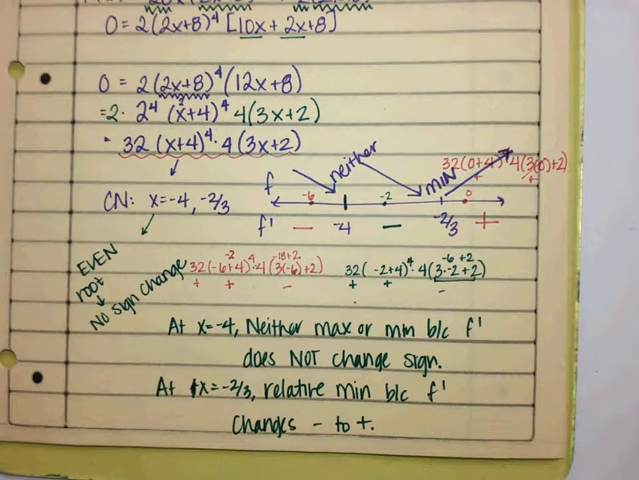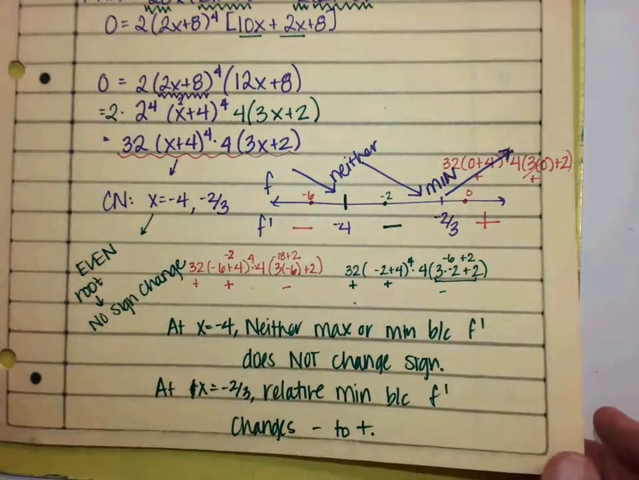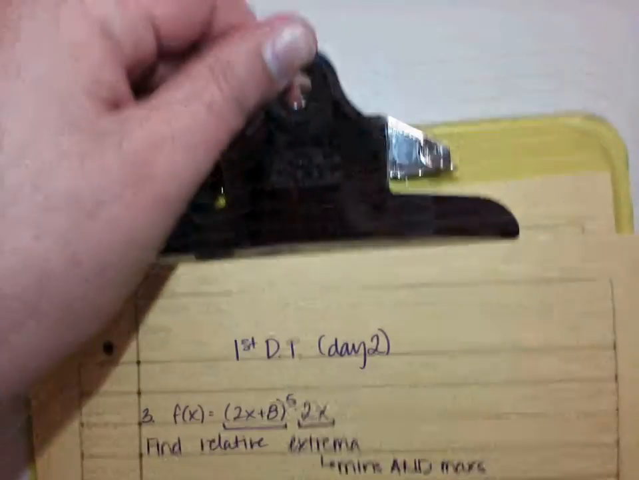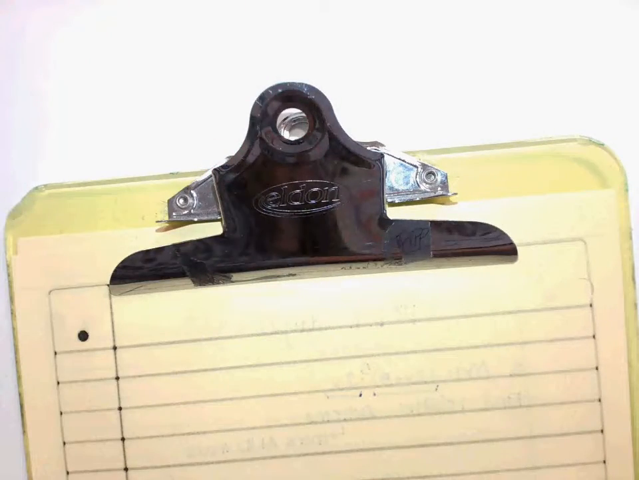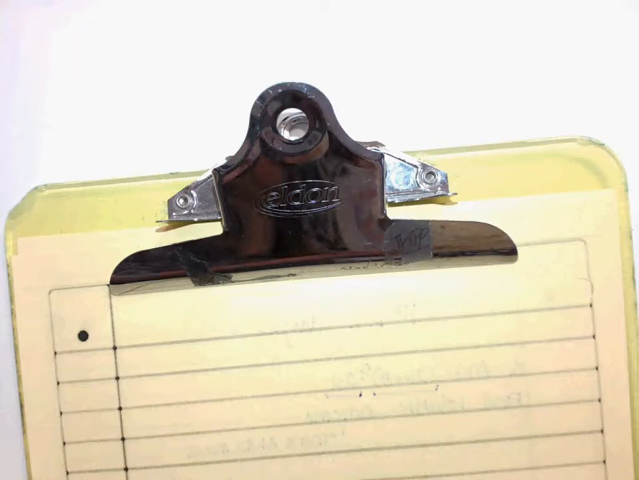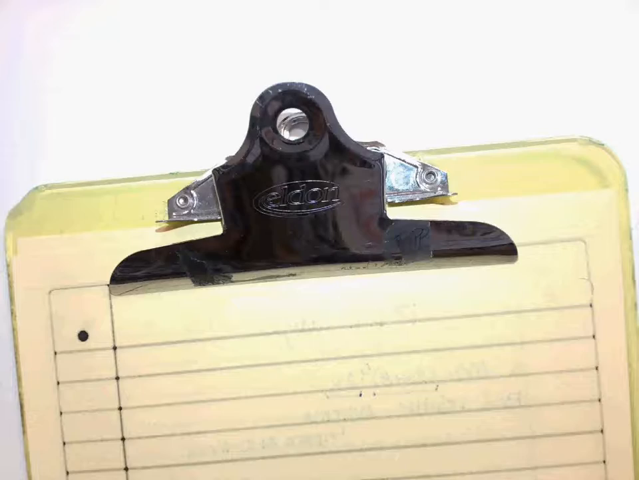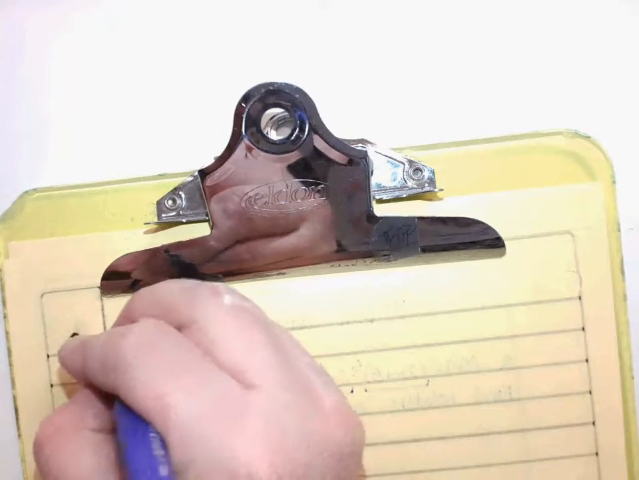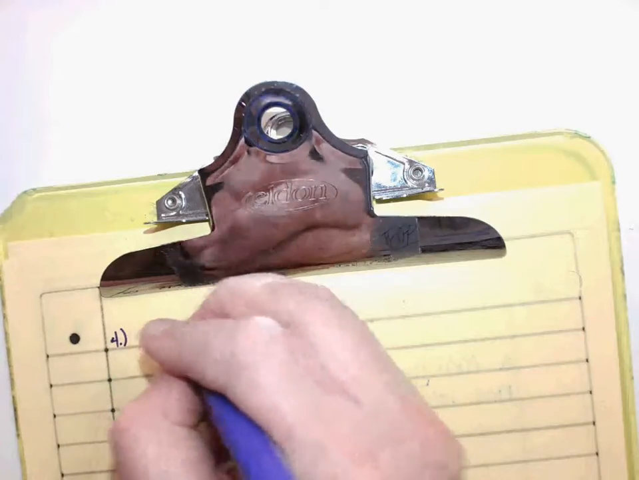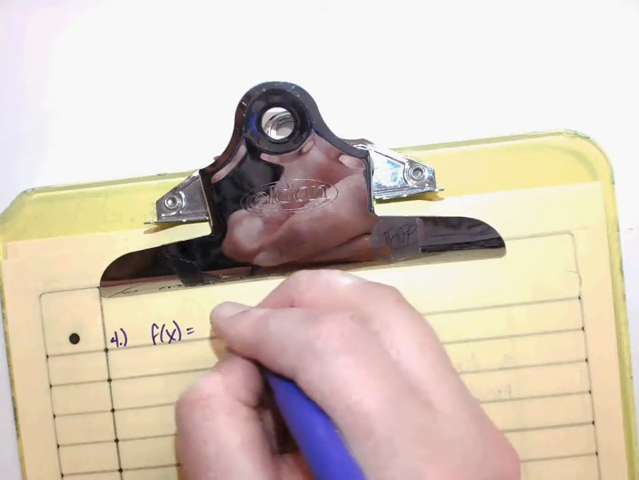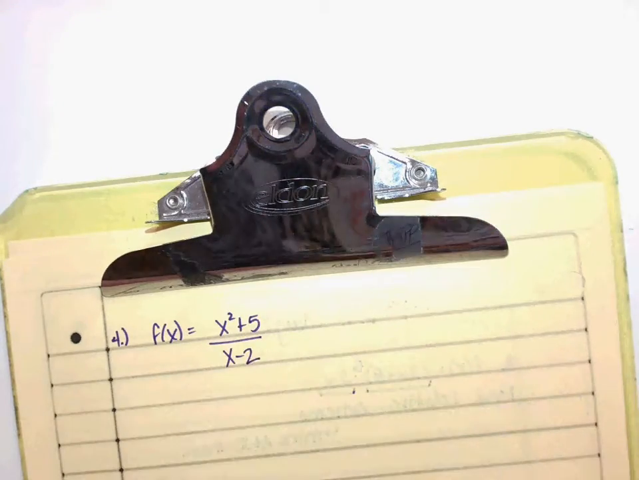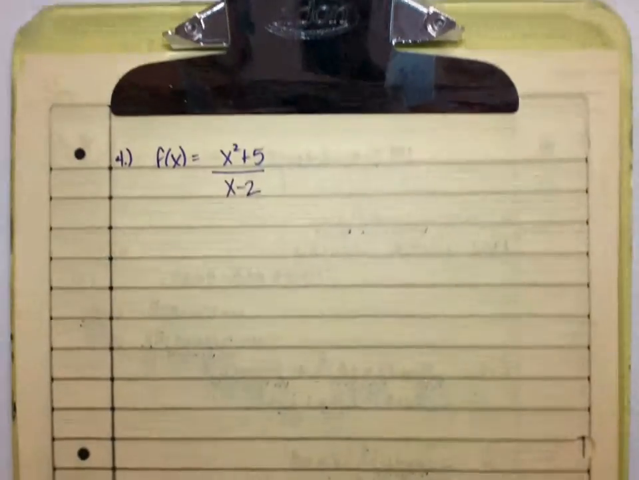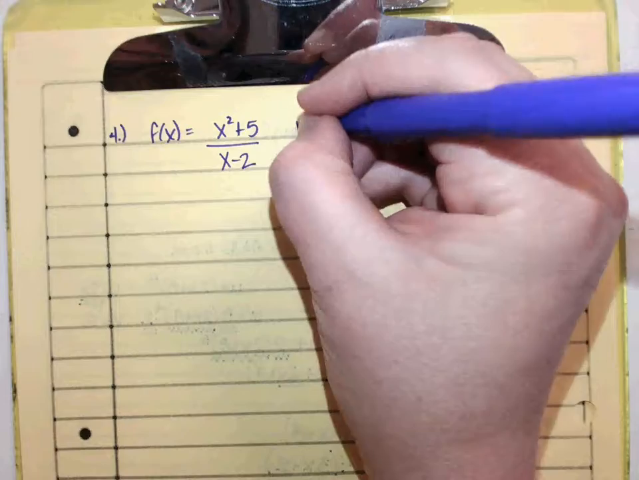All right, let's turn over to the back side. We got 2 more examples left. So we did a product rule example. Now we're going to do a quotient rule example. So our function is going to be x squared plus 5 over x minus 2. This is number 4. Okay, your instructions are the same. You want to find relative extrema.